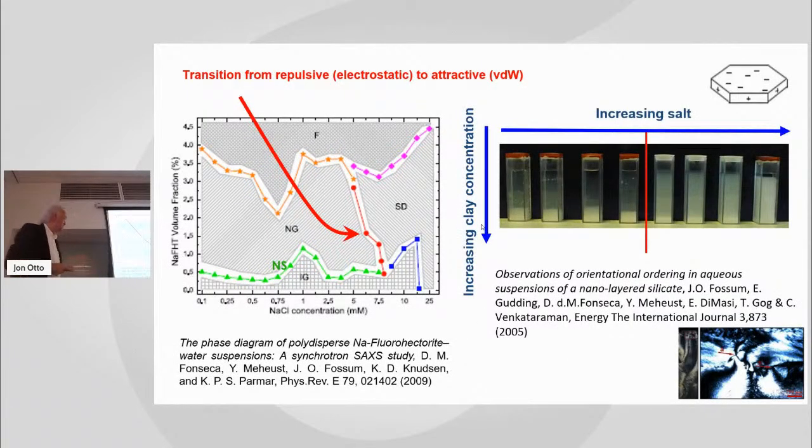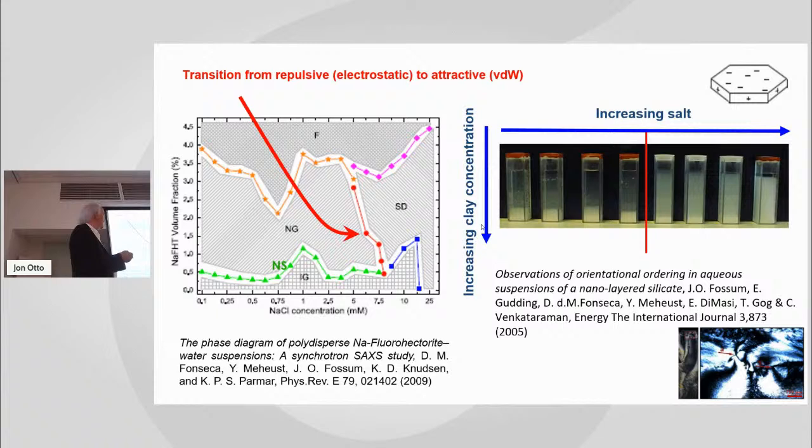Here's an example that we did in the lab. You can make a phase diagram in general. On one axis you have the volume percent of clay, meaning number of particles per unit volume in the container. And on the other axis you have the concentration of the salt: how many ions are in the water, meaning how much you screen these surface structures. This particular diagram was constructed by doing x-rays, and it's published in this paper. But this same system we can just observe visually.